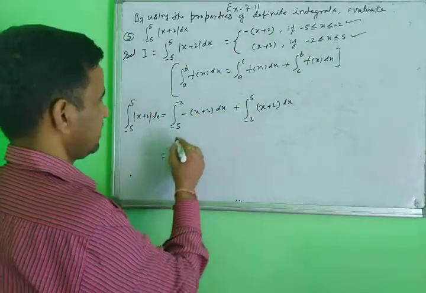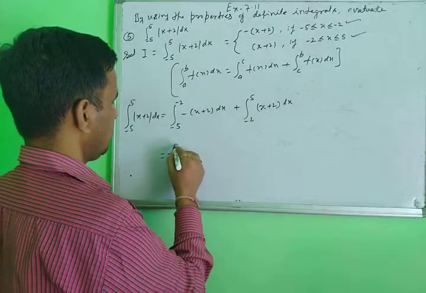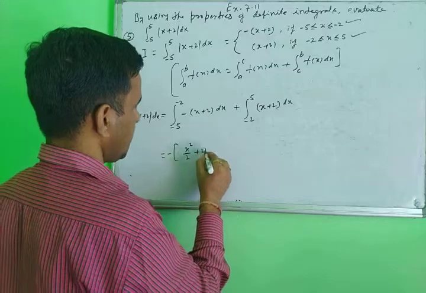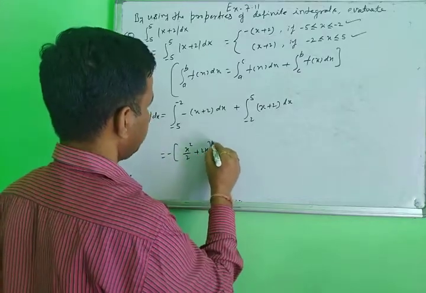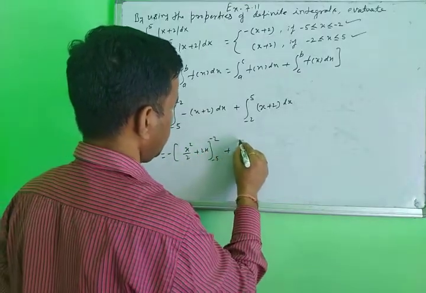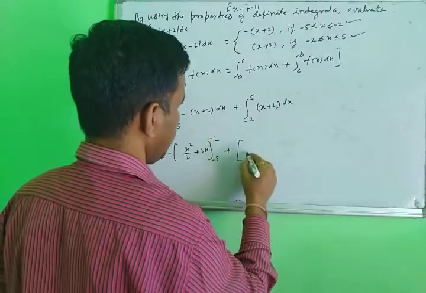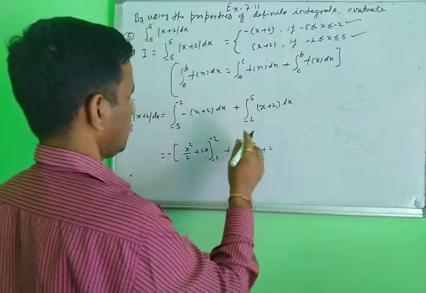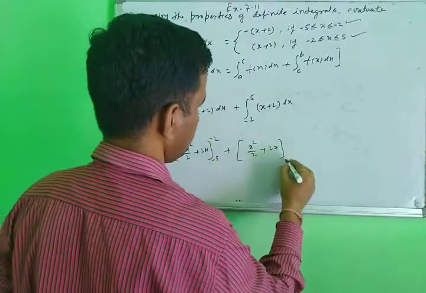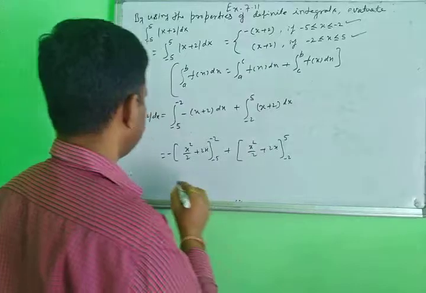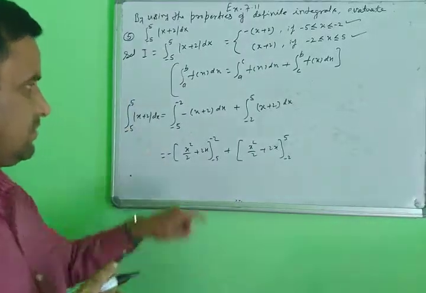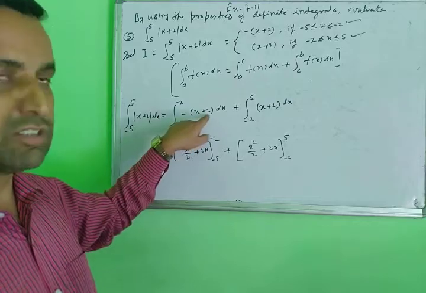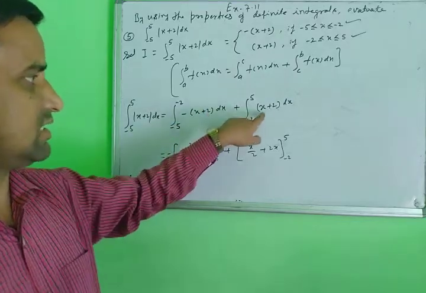Then you integrate it, taking the minus sign out: x squared upon 2 plus 2x from -5 to -2, and here x squared upon 2 plus 2x from -2 to +5. This is your simple integration: the integration of x squared by 2 and the integration of 2 is 2x, the same thing here.